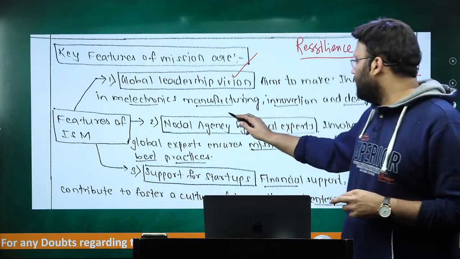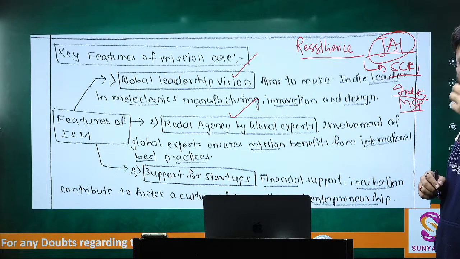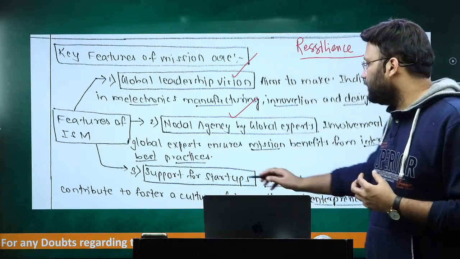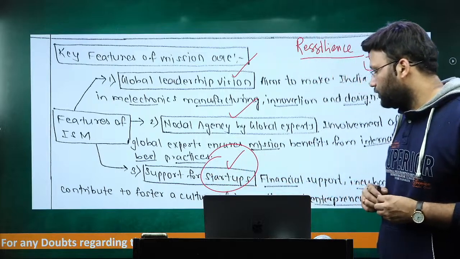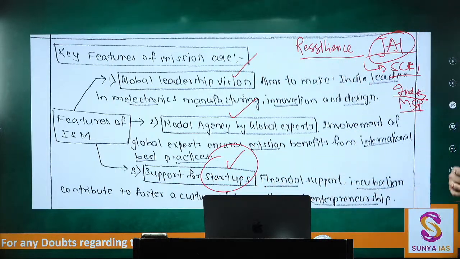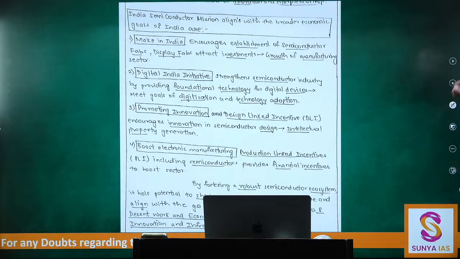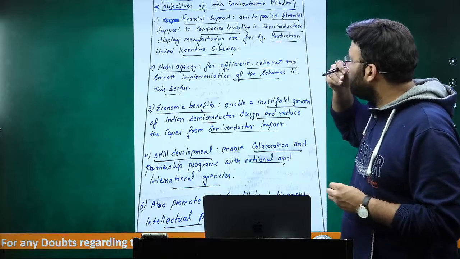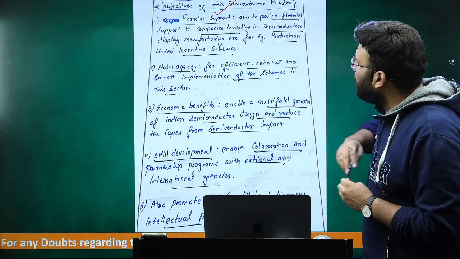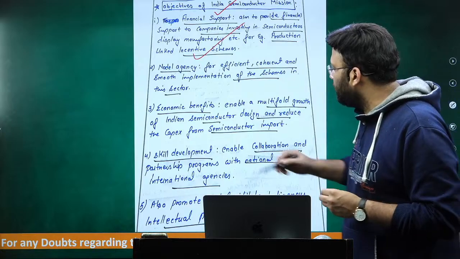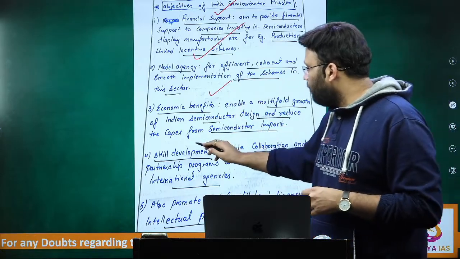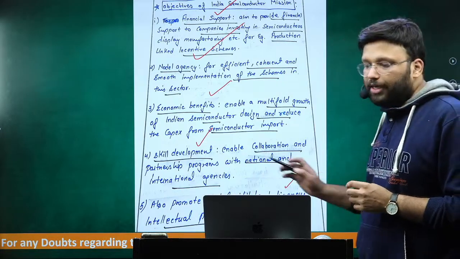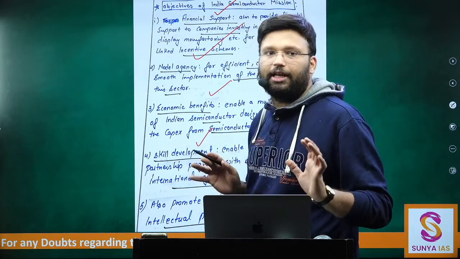Then we will become the nodal agency for global exports. We will also become part of the exports in semiconductors. Then it will also support the startups. ठीक है. And how the information is presented in a really smart manner, that is a very good point. Objectives of Indian semiconductor mission: how we are going for financial support, we will become the nodal agency, there will be economic benefits, there will also be skill development, how it will also promote intellectual property. Intellectual property वाला point काफी अच्छा है और सबने लिखा है, ठीक है.